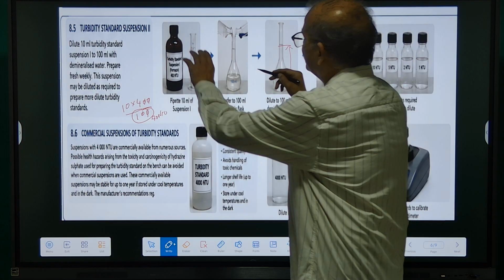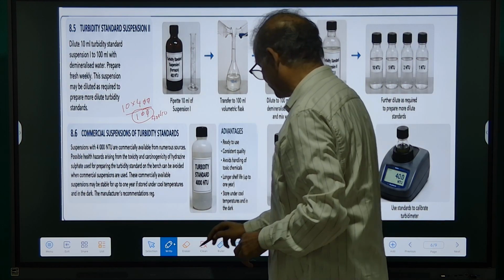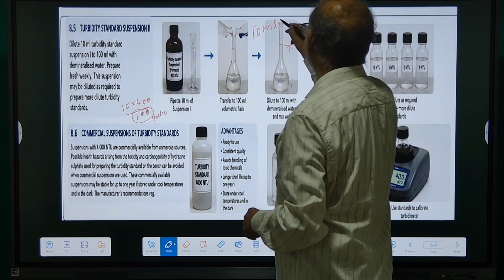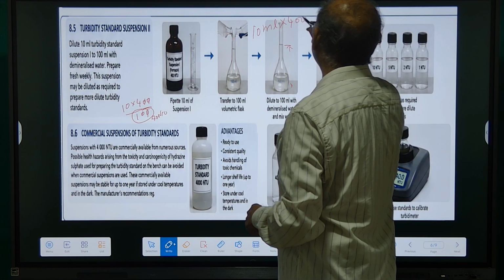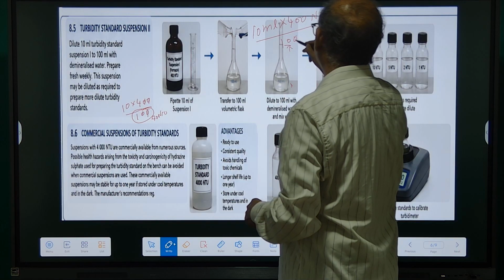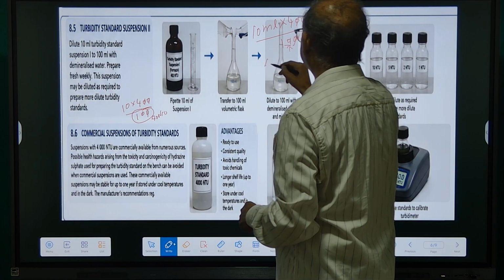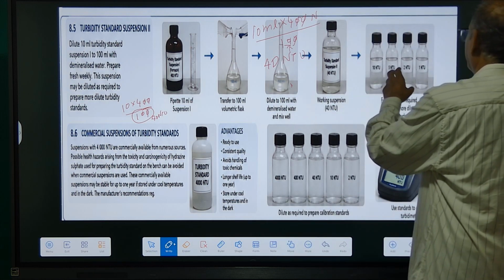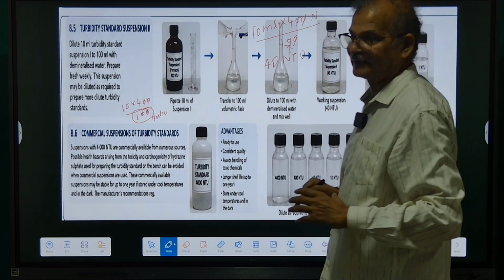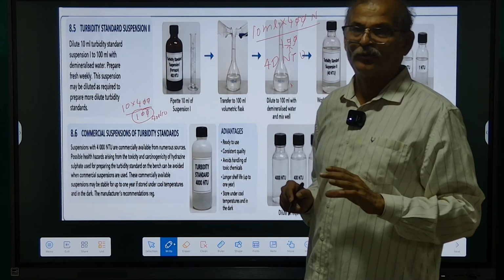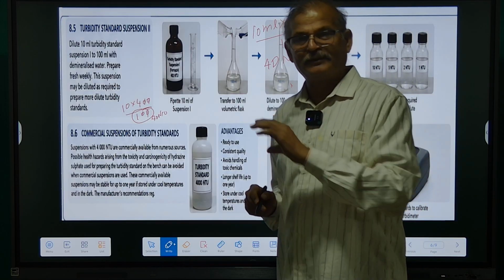Means we have taken 10 ml of 400 NTU and mixed with 100 ml of distilled water, so the solution will be of 40 NTU. Likewise, we prepare for 10, 5 to 1 NTU for calibrating our instrument. This should not be kept for more than 1 month. For 1 month it will be okay.